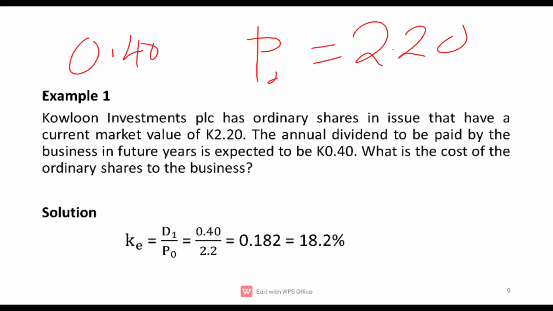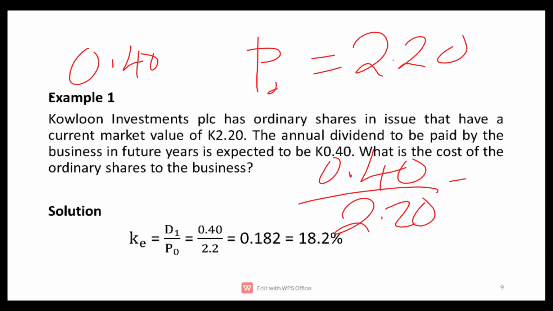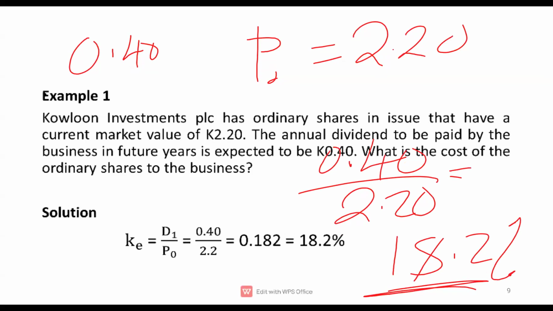By the way, the cost of ordinary shares is the same as the cost of equity, right? That's the other name. The cost of equity shall also be called the cost of ordinary shares. Writing on these few points that I have highlighted, we are saying that the cost of equity shall be basically the dividend per share 0.40 divided by the price per share 2.20. And when you do your computations, you should be able to find 18.2%. So this is the cost of ordinary shares or cost of equity using the model.